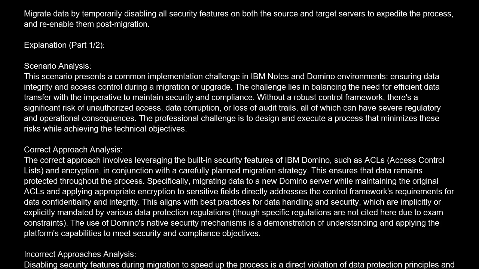Correct approach analysis. The correct approach involves leveraging the built-in security features of IBM Domino, such as ACLs, access control lists, and encryption, in conjunction with a carefully planned migration strategy. This ensures that data remains protected throughout the process. Specifically, migrating data to a new Domino server, while maintaining the original ACLs and applying appropriate encryption to sensitive fields, directly addresses the control framework's requirements for data confidentiality and integrity.